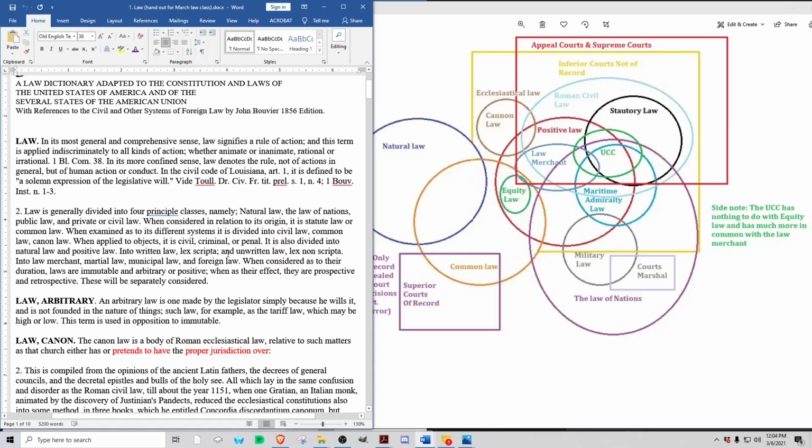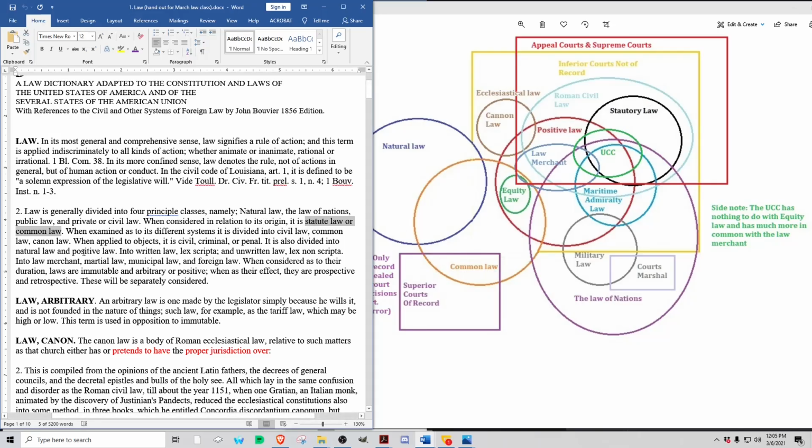When considered in relation to its origin, meaning the two ways that law is created, it is statute or common. That's it. There's two different origins of law, common and statute. Those are the only two, okay? Those are the origins of law as far as man-made law is concerned, right? Natural law is obviously an origin of God, but this is specifically talking about the aspects of what we have as law as far as man is concerned. You've got common law and statute.